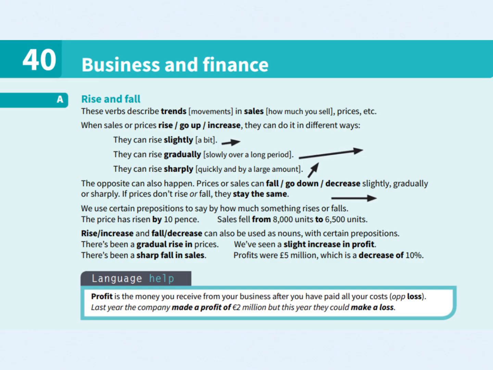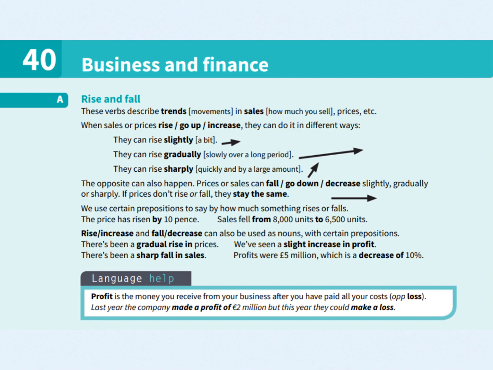Using rise, increase, fall and decrease as nouns. The words rise, increase, fall, and decrease can also be nouns. When they are nouns, they are often followed by in. For example, there has been a gradual rise in prices. A gradual rise is an increase that happens slowly.